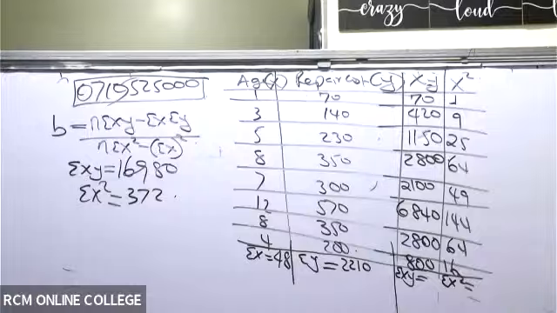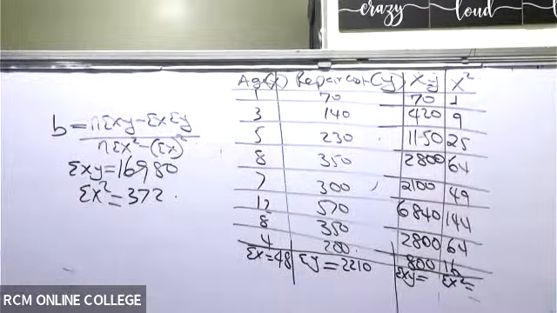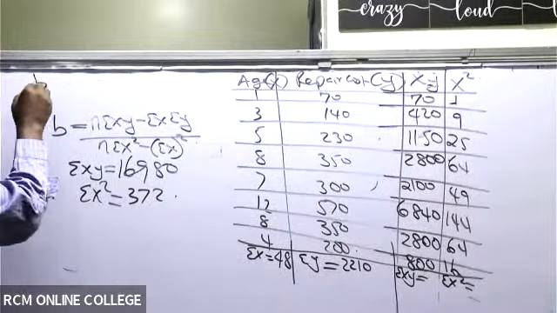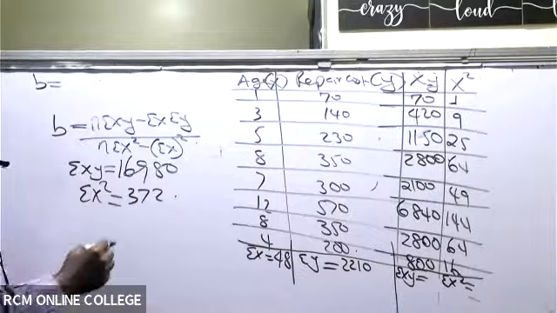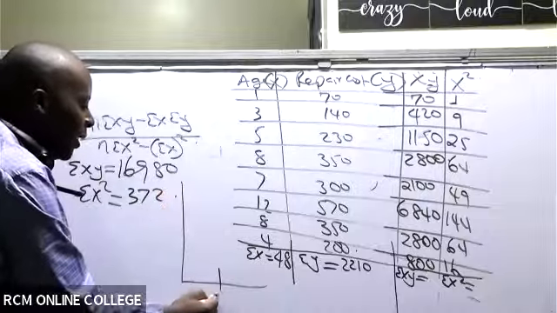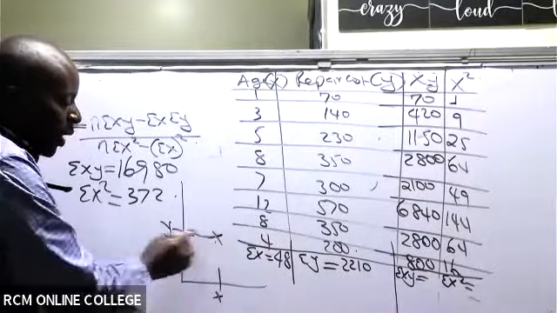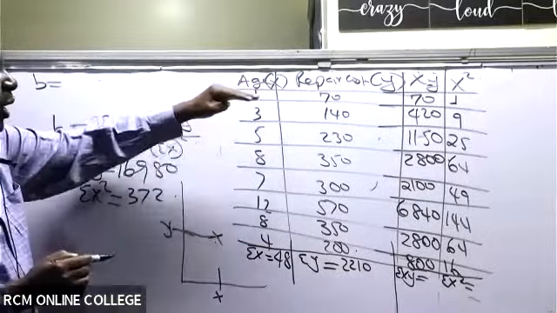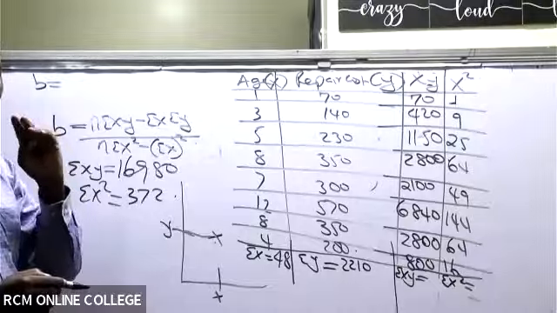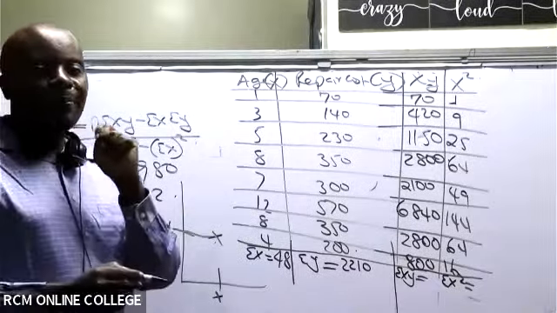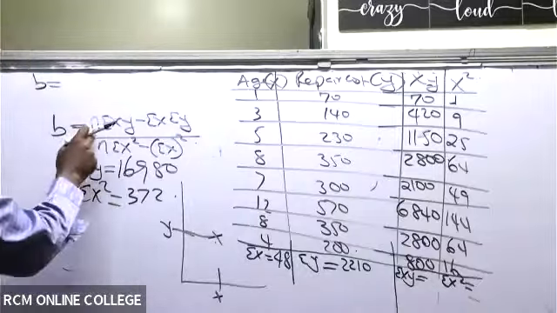So then please go ahead and do proper substitution here. Give me the value of b. To get b, I have n, the number of data points. Remember, a data point on a Cartesian plane is normally defined by x and y coordinates. So this is data point 1, 2, 3, 4, 5, 6, 7, 8. So our n is 8. I'm plugging in here.